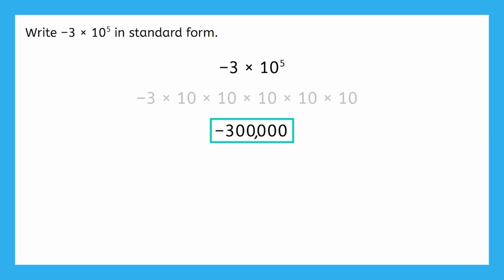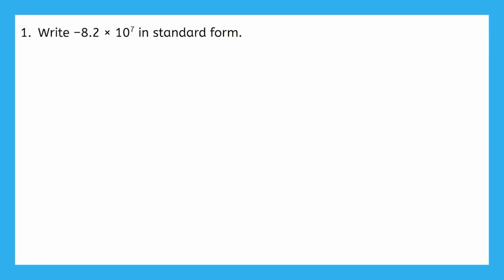Scientific notation and standard form are just two ways to represent the same number. So if the original number is negative, then the rewritten number is negative too. I think you're ready to try one on your own. Pause the video here and write -8.2 times 10 to the seventh in standard form.